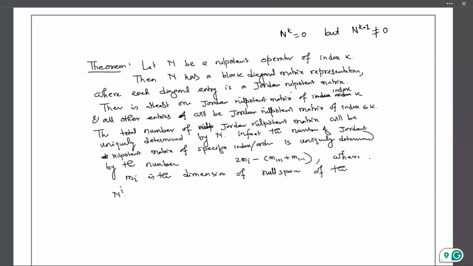Then there is at least one Jordan nilpotent matrix of index k, and all others are less than or equal to k. All other blocks are not of bigger order. At least one should be there of index k. I mean to say, let's say index of N is 2, N squared is equal to 0, then all the blocks in the representation cannot be bigger than 2 cross 2. This is the maximum, or otherwise it will be singleton 1 cross 1 or 2 cross 2. That's all.